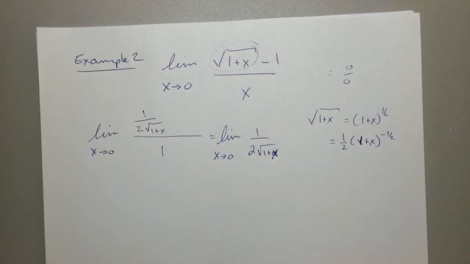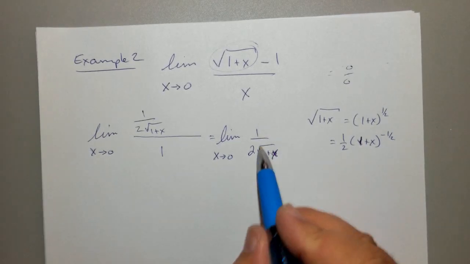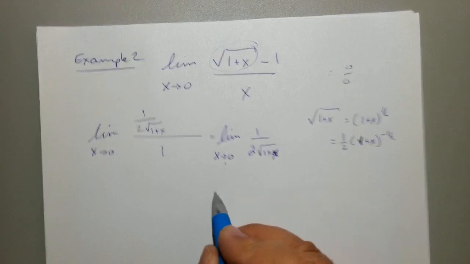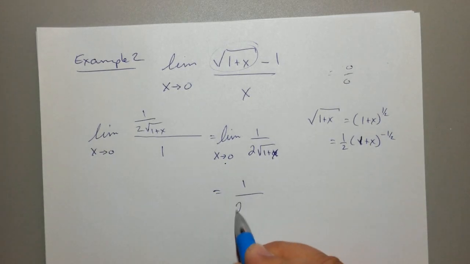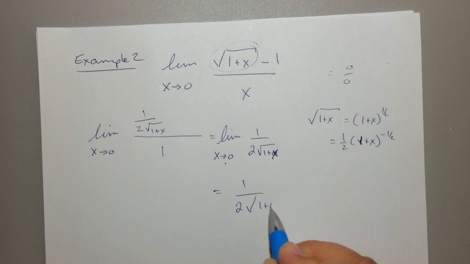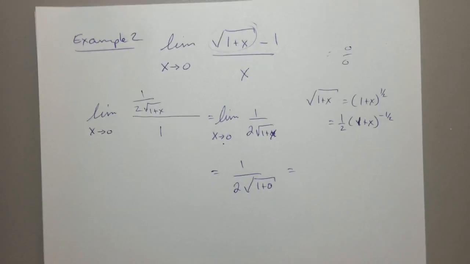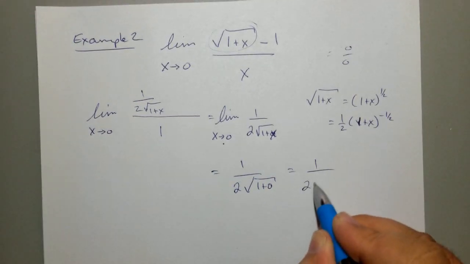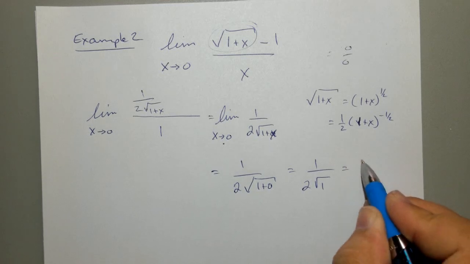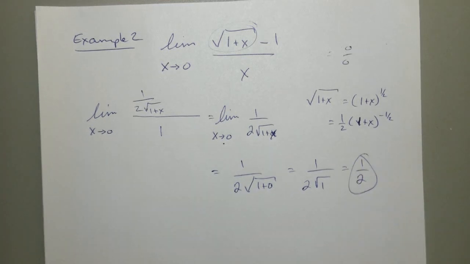Is it 0 over 0 anymore? No. So now we can go ahead and plug in 0. So we get 1 on top, 1 plus 0, square root of 1. Square root of 1 is 1, so our answer is 1/2. The rate of change at 0 is 1 over 2.